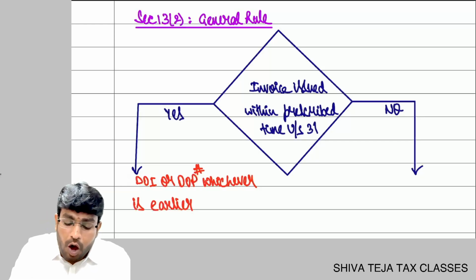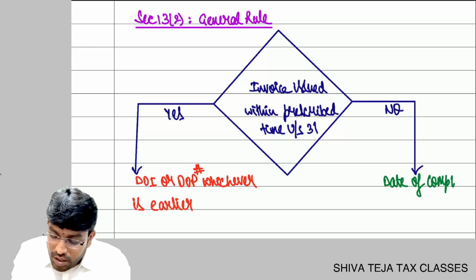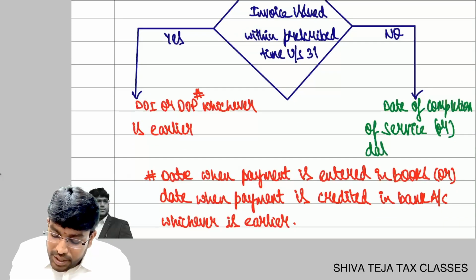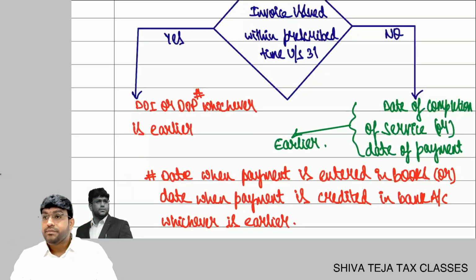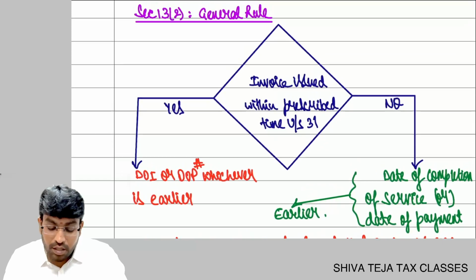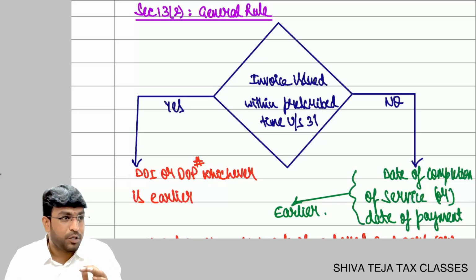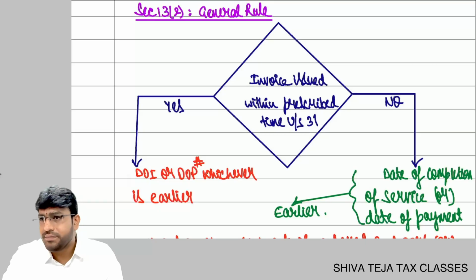And if invoice is not issued within the prescribed time, then the answer is date of completion of service or date of payment. These two, whichever is earlier. Now, my date of payment means date of receipt of payment only. Obviously, I'm talking from supplier point of view. Very clear? Come on, friends.